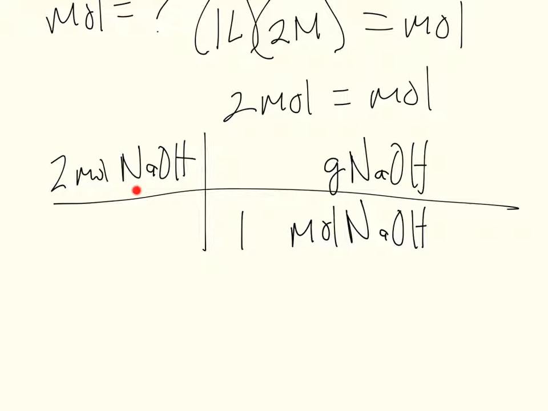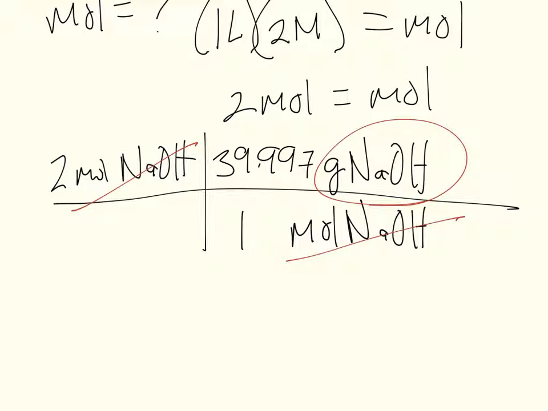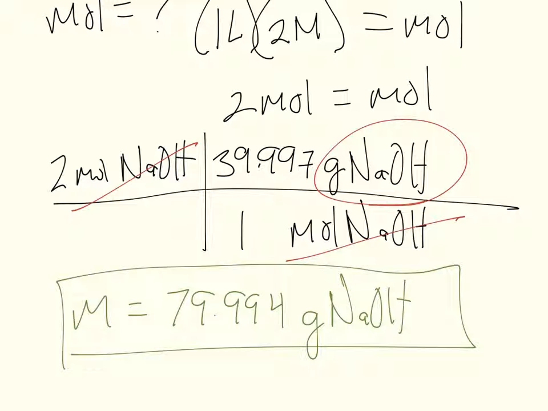Well, sodium is what? 22.99. Oxygen is 15.999. Hydrogen is 1.008. When I add all those together, I get 39.997. So the moles will cancel, left with grams, which is what I want. So now I do 2 times 39.997, and I get that my mass is 79.994 grams of NaOH. Okay? Cool? Any questions?